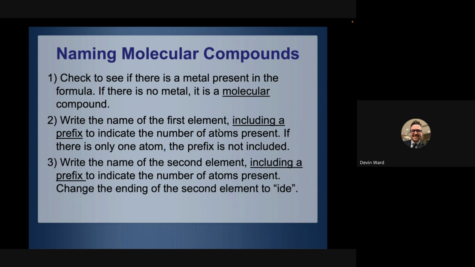So we start with the first element, write the symbol, use the prefix, write how many of them there are. Second one, write the second element, and then for your subscript, the little number, use the prefix again. Okay, it is super easy. So diphosphorus pentasulfide.